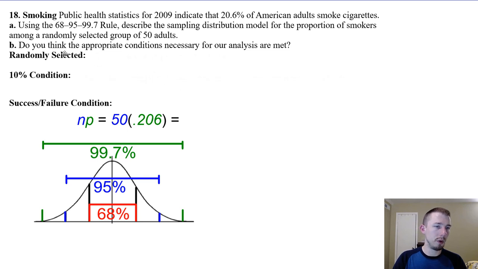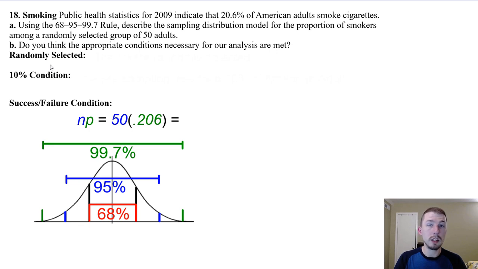So one, we want to make sure that they are randomly selected in order for us to use a sampling distribution model. That's to make sure that it's actually a representative sample. If it's not randomly selected, then we could over or underrepresent certain populations. So for instance, if we only asked a group of 50 adults that were showing up at a family reunion, it might be that if you have smokers in the family, there's more likely to be other smokers in the family, perhaps, or maybe less likely, I don't know.